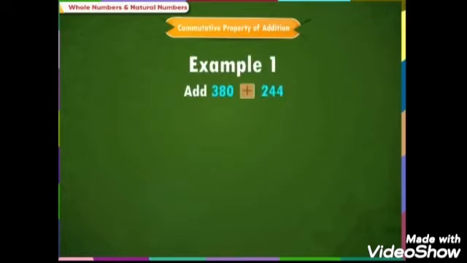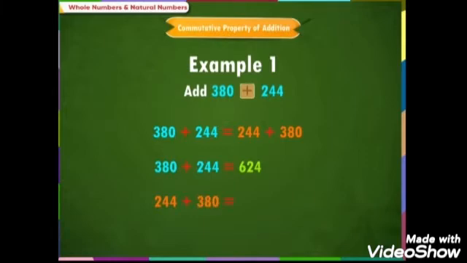Let us take an example. Add 380 plus 244. Using commutative property, we can write 380 plus 244 is equal to 244 plus 380. 380 plus 244 is equal to 624. 244 plus 380 is equal to 624. So, we can conclude that even if we change the order of the addends, the sum remains the same.